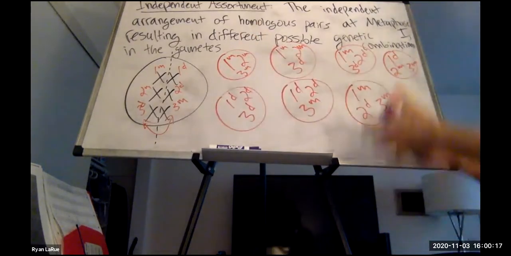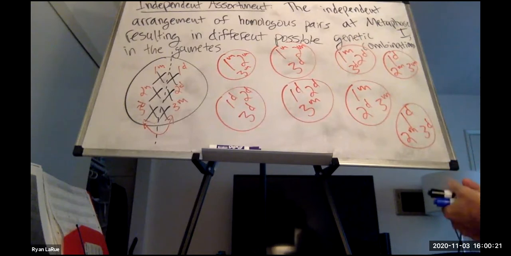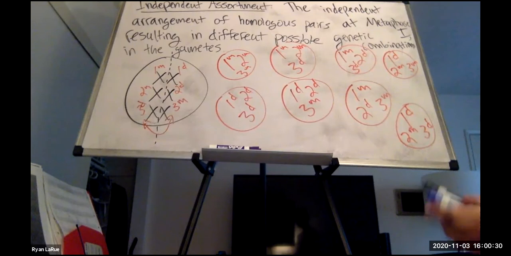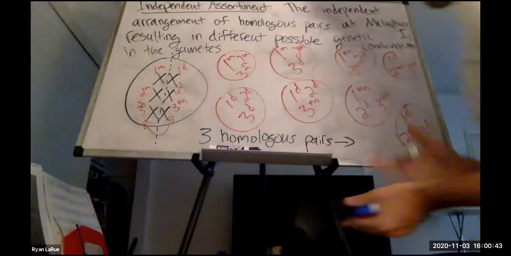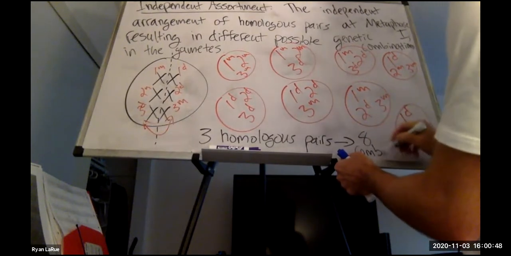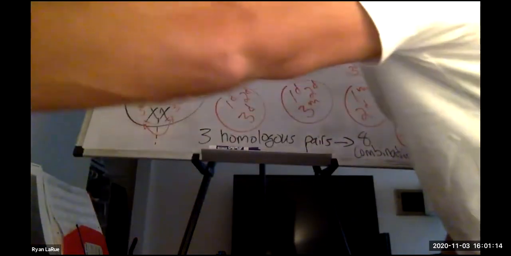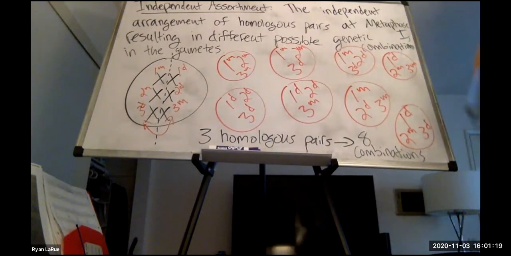So based on where these align, I can end up with 8 different genetic combinations once this cell splits. This is with 3 homologous pairs. So we can even write 3 homologous pairs, and that can give you 8 combinations. But in reality, there's 23 pairs. So we're going to do a cool little example with that. 23 pairs that are swapping places randomly.